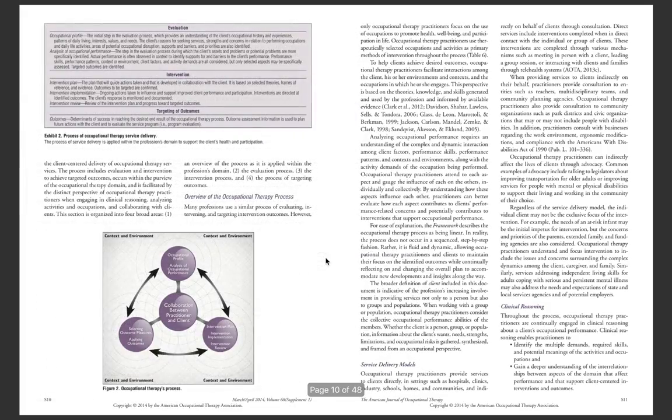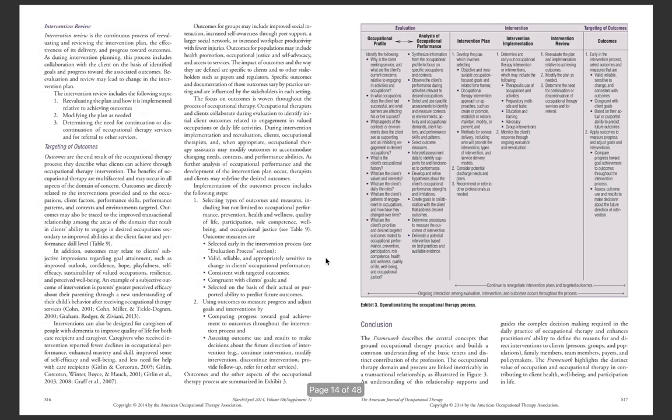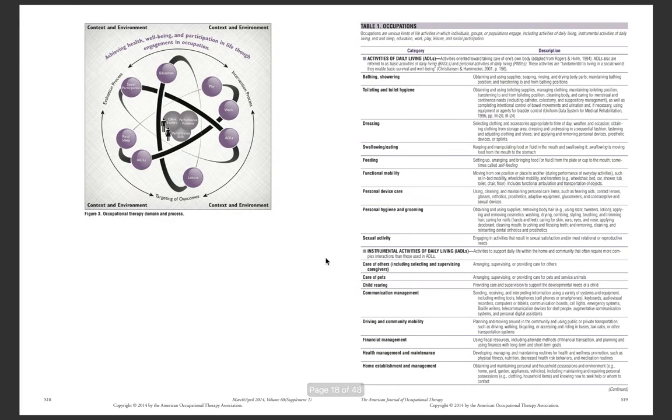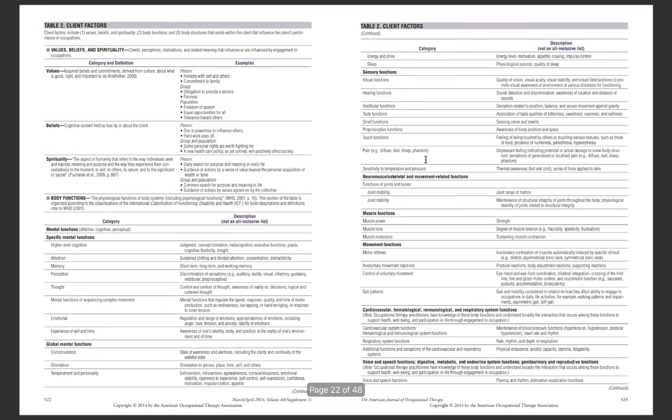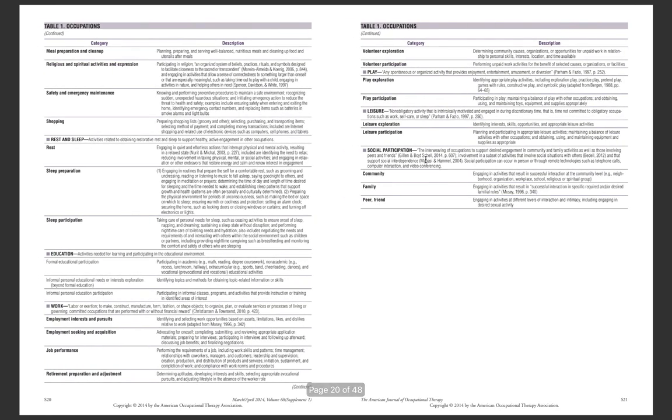I'm not going to spend a lot of time on it, but you're going to get to the point where we get into the tables. This is what I want you to look at. As you see here, table 1 breaks down all of the activities of daily living, instrumental activities of daily living. It looks at education, and it breaks that down even further, as well as work, leisure, play, and social participation. Then in the next sections, it looks at client factors. I'm going to wait on that because we're not going to be talking about that in this specific presentation.